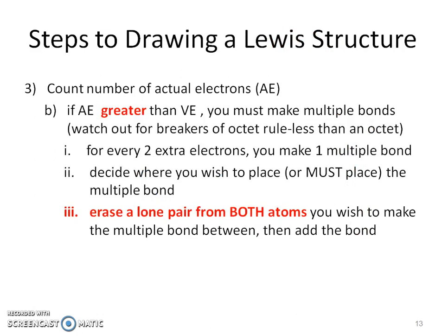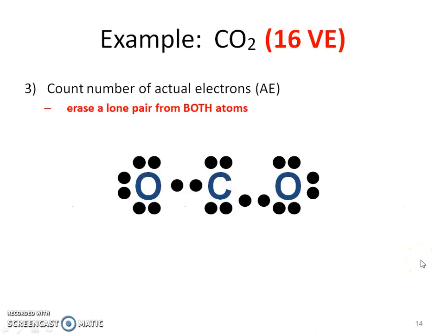So what are we going to do? Well, read number 3b, because our actual electrons are greater than the valence electrons. And this is really where it's important. We're going to erase a lone pair from both atoms that we're going to make the multiple bond in between. What does that mean? Here we go. We're going to erase from the oxygen a pair of electrons and make a single dot. We're now going to erase a pair of electrons from the carbon and make a single dot. Now, why do we do it that way? Again, because it tells us we're erasing a lone pair from both of the atoms where we're making that multiple bond in between.